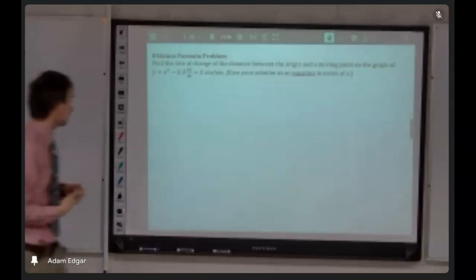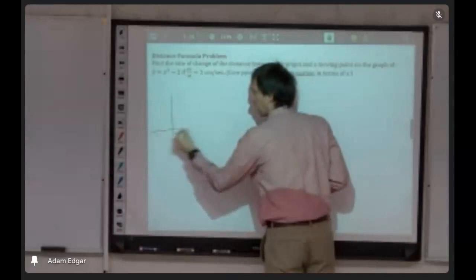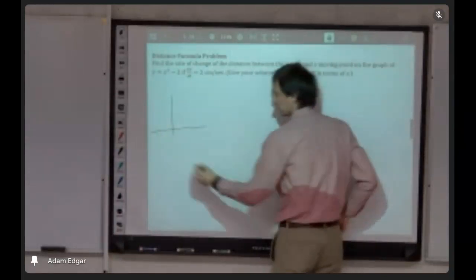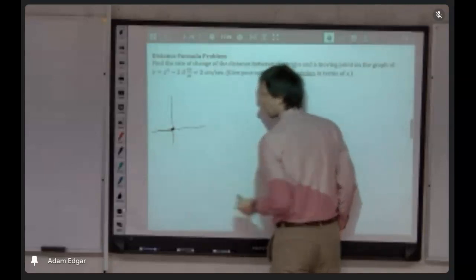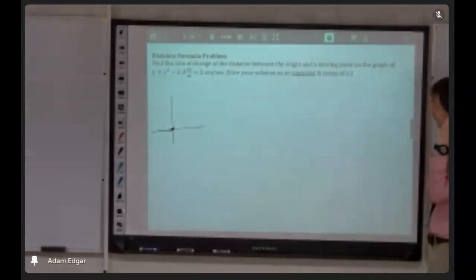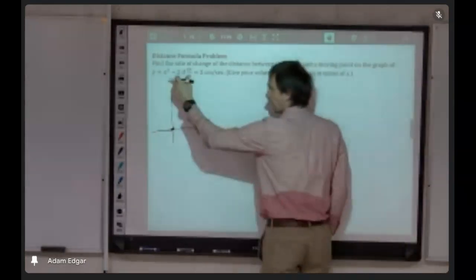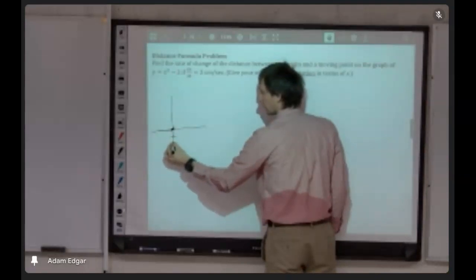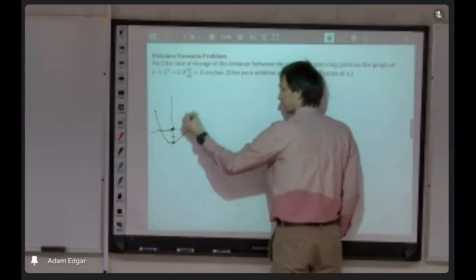I like to draw this so I can have a visual aid. So I have my graph here, and here's the origin. That's one of my endpoints. And then the graph of x squared minus 2 is going to be what shape? Parabola. So you have a parabola just shifted down by 2, so a parabola down here, and then it looks like this. So we have a point on the curve.